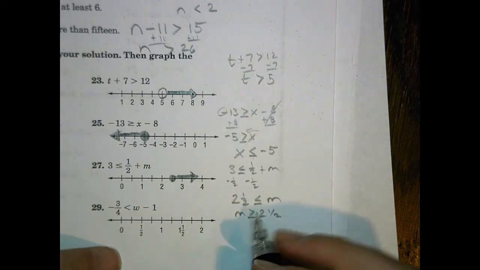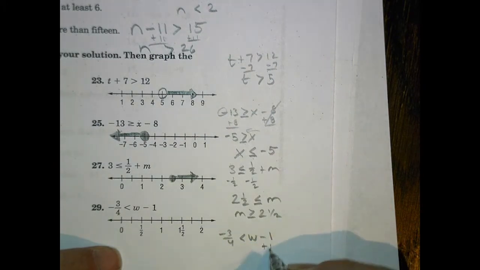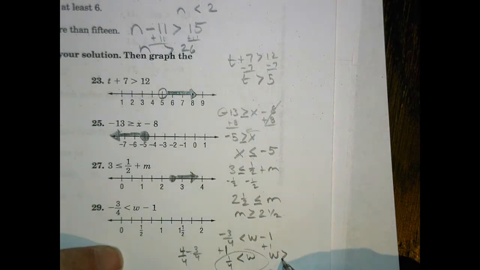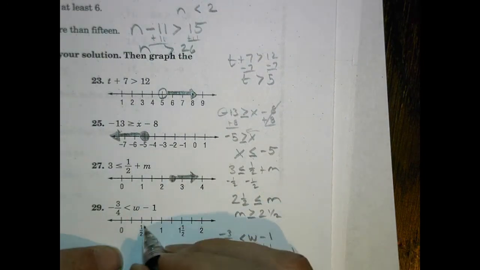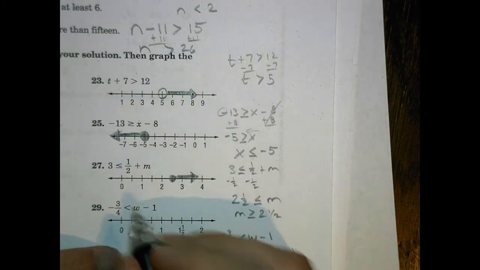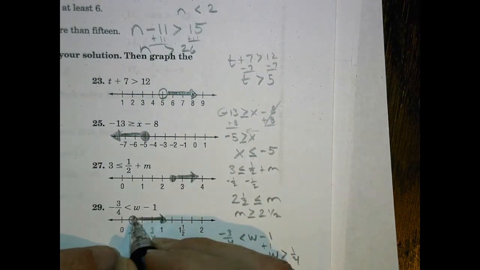Rewrite this one, so we have some space here. Negative 3/4 is less than w minus 1. And add 1 to both sides. So w is there. We have 3/4 and 1. Okay, so you're thinking about 1 minus 3/4. If I put this as a fraction, it'd be 4/4. So 4 minus 3 is 1. So we have 1/4 as our solution, or w is greater than 1/4. So for fourths, we have 1/4, a half, and 3/4. And w is going to be greater than that, so we're going to put a line there, arrow there, open circle, and we're done.